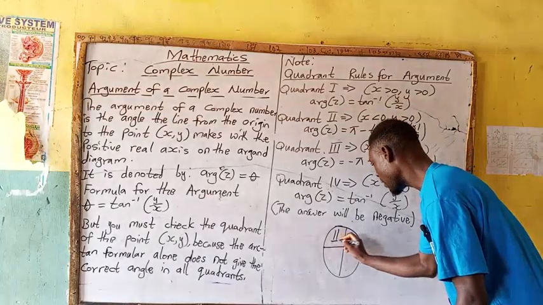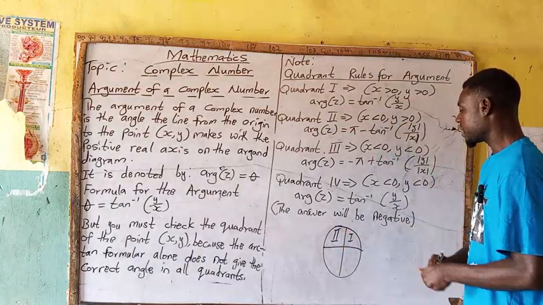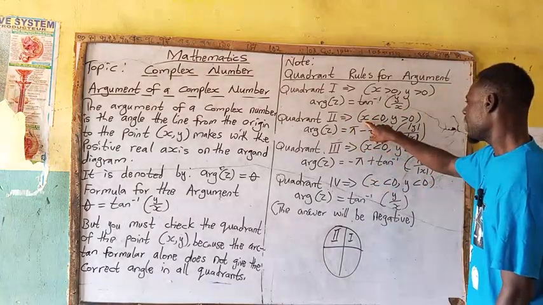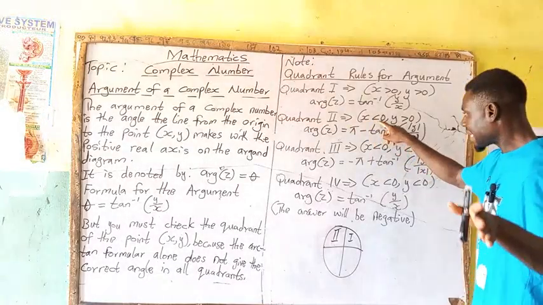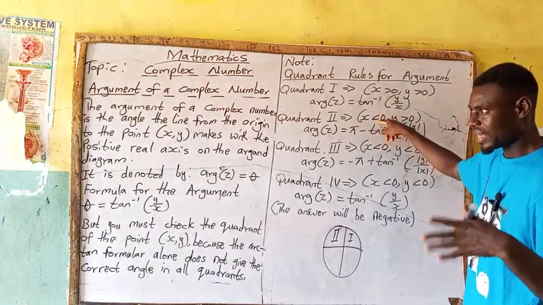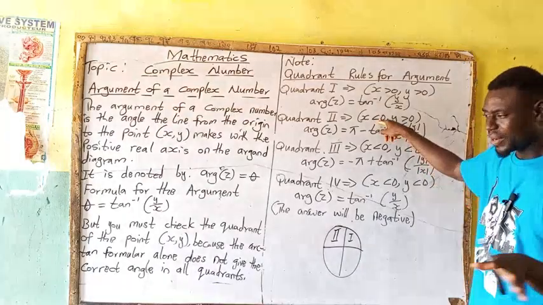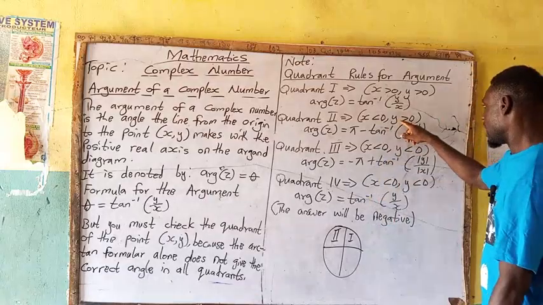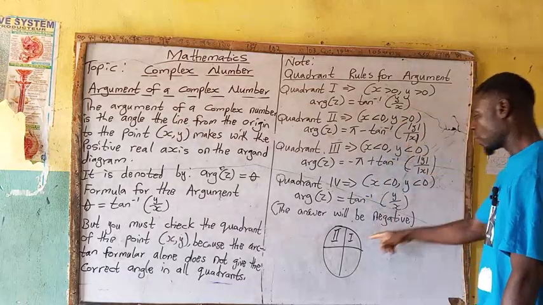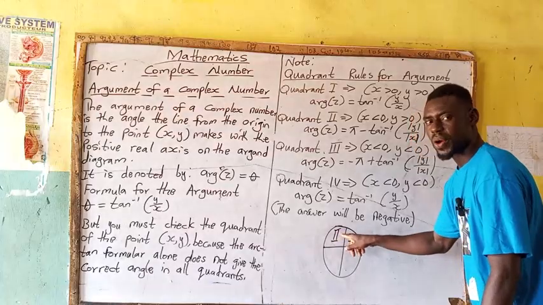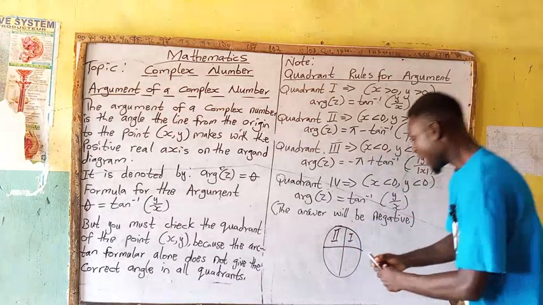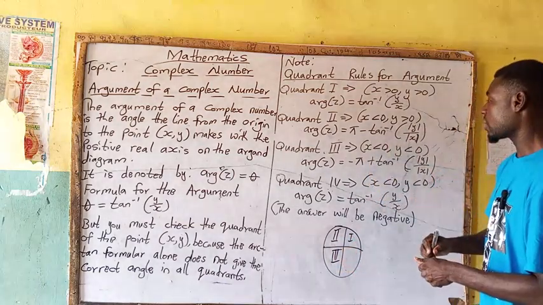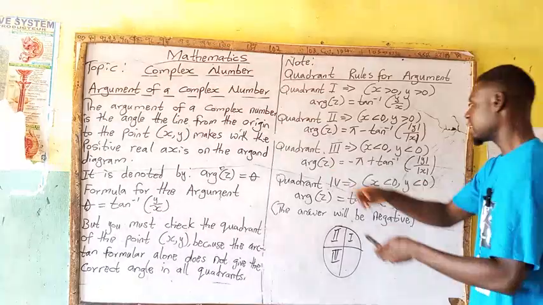My second quadrant, how will I know that I'm in my second quadrant? If and only if my real number is lesser than 0. You know, a number that is lesser than 0, like minus 1, minus 2. If my real number has a minus, and my imaginary number is greater than 0, it falls under the second quadrant. My third quadrant, nobody will tell you that this question is your third quadrant. You will know it from the signs given to us.